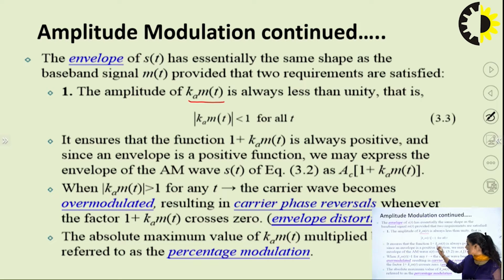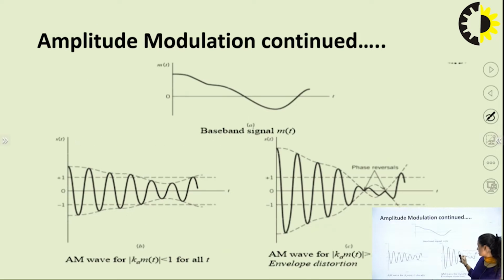It ensures that the function 1 plus ka m(t) is always positive, and the envelope is a positive function. If we get such a thing, when small m is greater than 1, we get this phase reversal. And this is not at all preferred in communication. Phase reversal is not at all preferred, so such an envelope is rejected. This arises when ka m(t) is greater than 1.